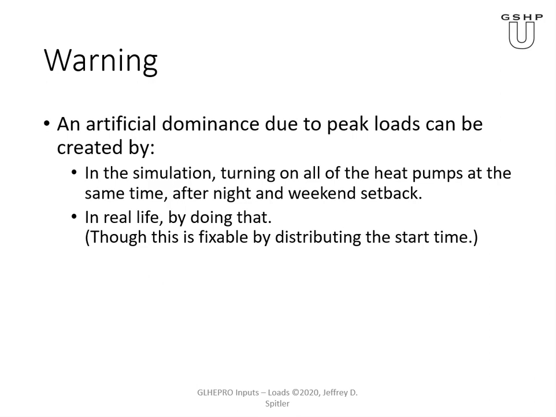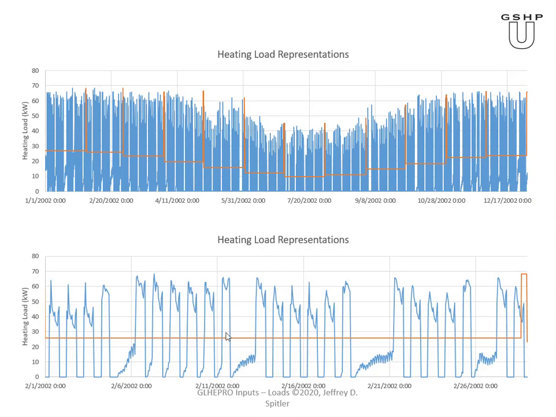And speaking of peak loads and dominance due to peak loads, and we're talking about how the sizing can be dominated by the peak loads, you can do this artificially. So in your simulation, if you have, say, a lot of heat pumps and you run the system with night and weekend setback, and they all are scheduled to come back on at the same time, you can artificially create a high peak load. And in fact, if we go back to the figure I was showing you near the beginning of this part here, I think that's actually what's happening. I think we have a night weekend setback and it comes on. Now, maybe this isn't too artificial because the load doesn't fall off that much over the day.